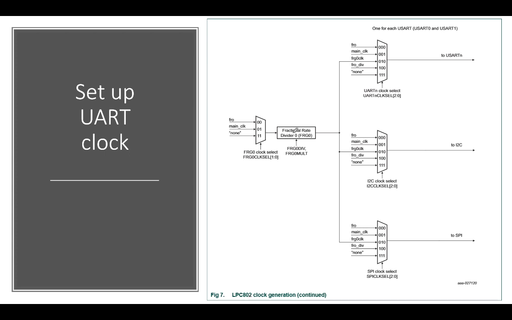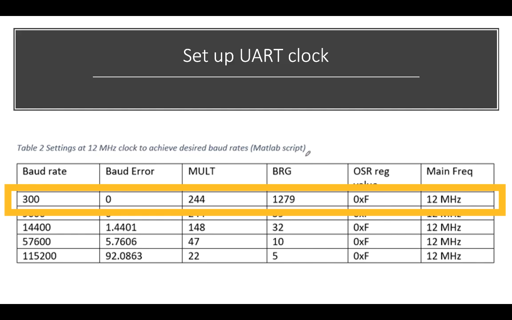All right, next up, we need to take our FRO and we need to route it into the USART, and we're going to do it through the FRG0 system. The FRG0 system has that divider register and that multiplier register that we were talking about earlier. All right, and this is how we pull that off.